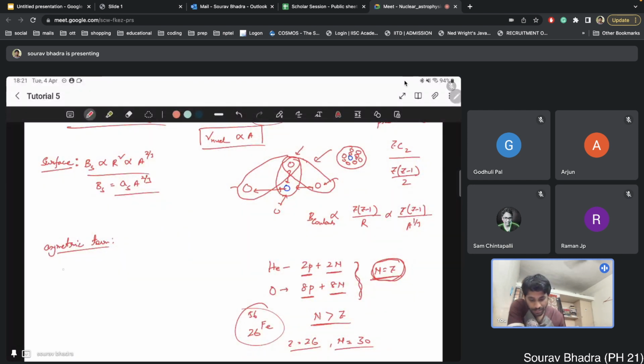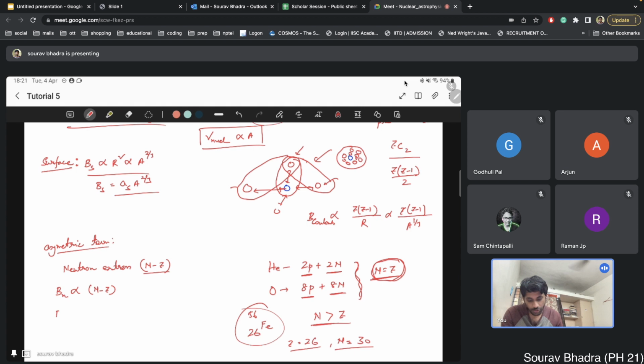Now the neutron excess, that means how many neutrons are greater than the number of protons, is N minus Z. And so this term, the energy correction due to the asymmetric term, I am writing as B n, will be proportional to this neutron excess, and it will also be proportional to the excess volume which is taken by this excess number of neutrons.